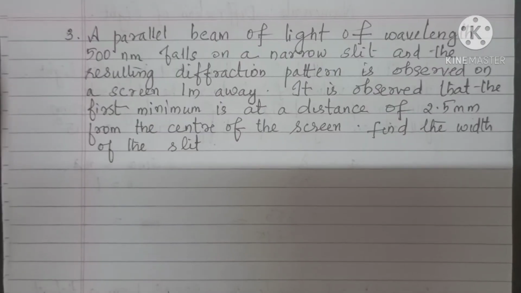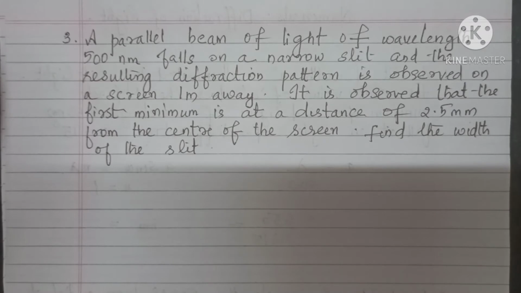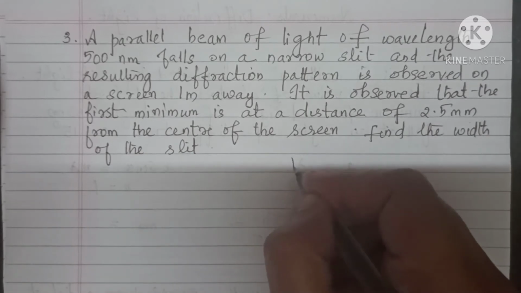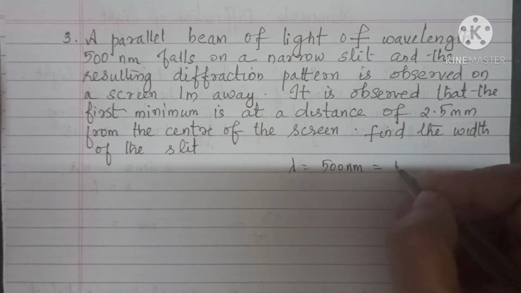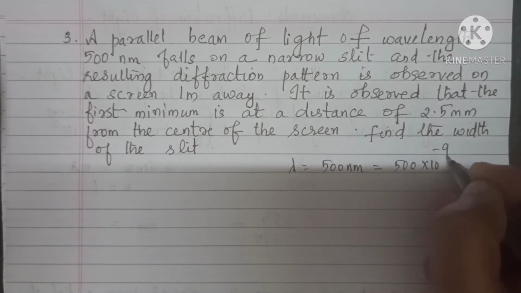So our third question is, a parallel beam of light of wavelength 500 nanometer falls on a narrow slit, and the resulting diffraction pattern is observed on a screen 1 meter away. It is observed that the first minimum is at a distance of 2.5 millimeters from the center of the screen. Find the width of the slit. Again, direct question only. You have a beam of light having wavelength 500 nanometers. So you can write the data, lambda equal to 500 nanometers, or in meters, that is 500 into 10 power minus 9 meters.